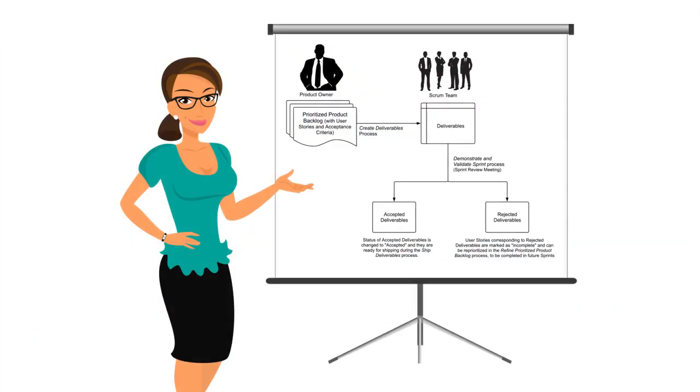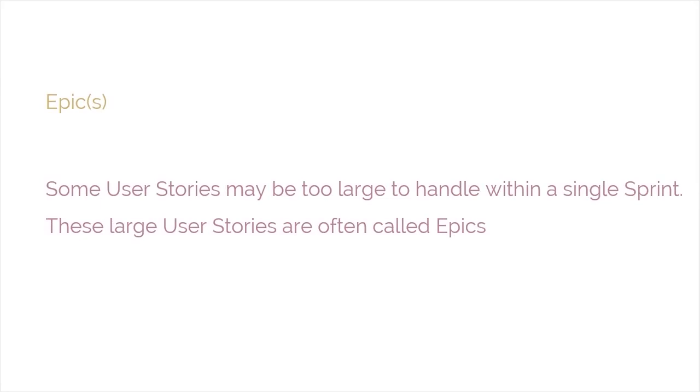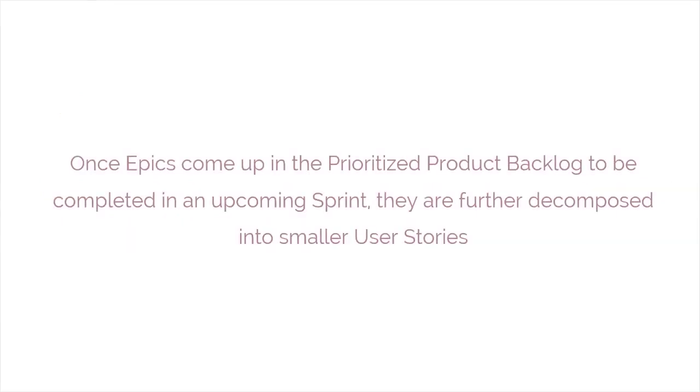And the user stories of rejected deliverables can be added back to the updated prioritized product backlog by the product owner during the refined prioritized product backlog process to be completed in future sprints. This is summarized by Figure 5.1 presented here. Epics. Some user stories may be too large to handle within a single sprint. These large user stories are often called epics. Once epics come up in the prioritized product backlog to be completed in an upcoming sprint, they are further decomposed into smaller user stories.